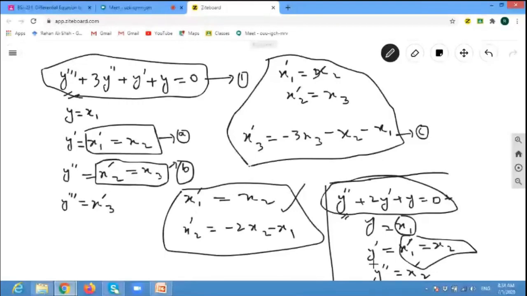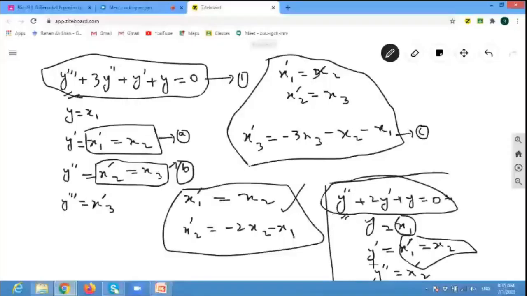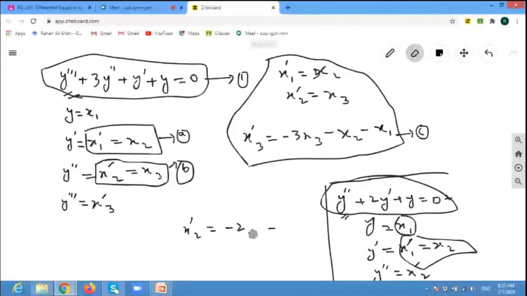First of all, we are actually not solving this system of differential equations at this stage. We are understanding how to convert a higher order differential equation into a system of differential equations. Is it clear up to here? Yes, sir.